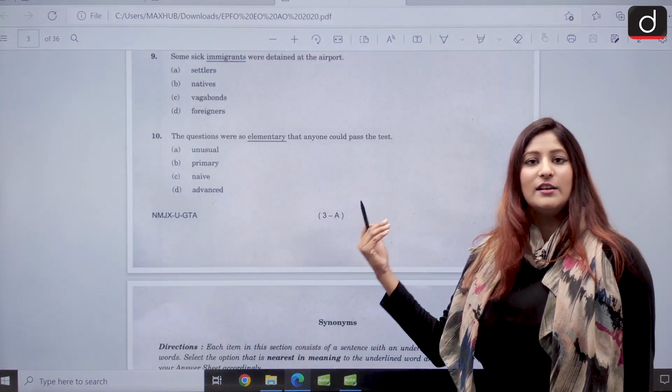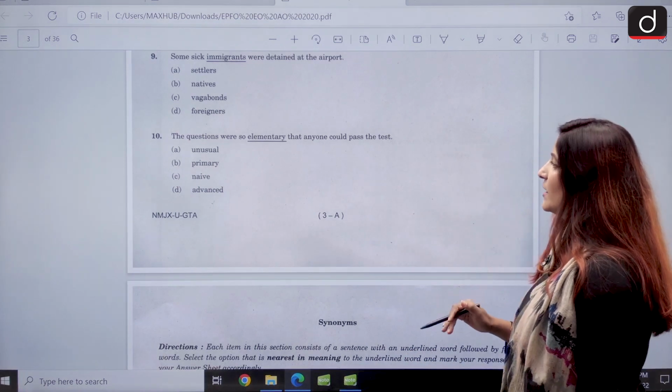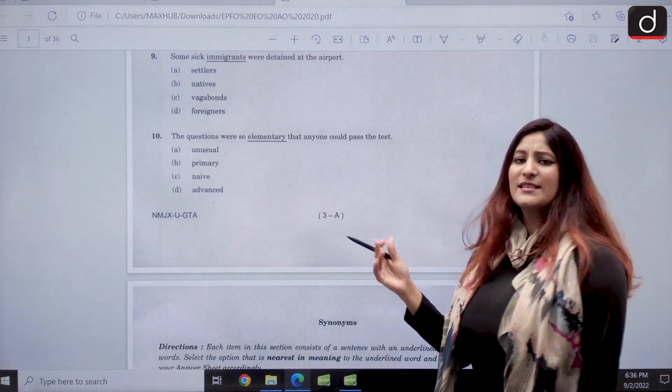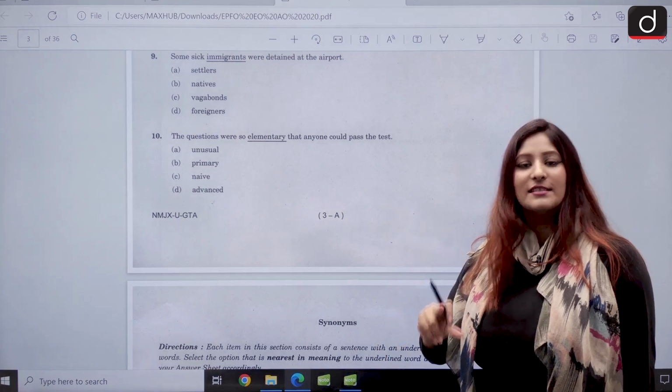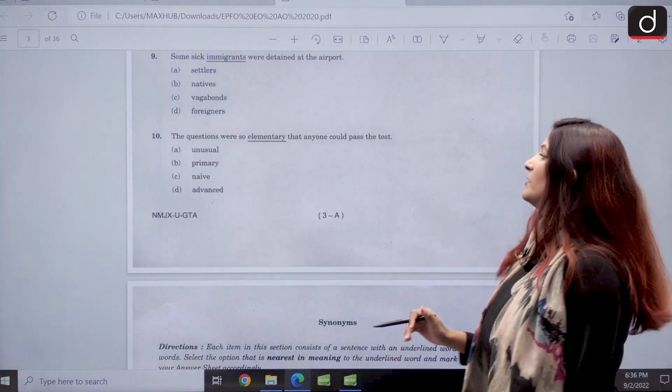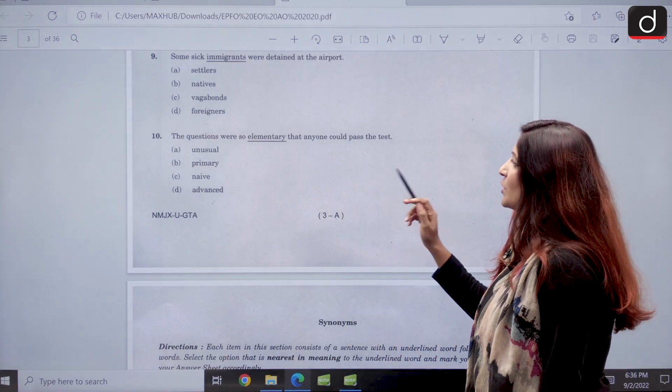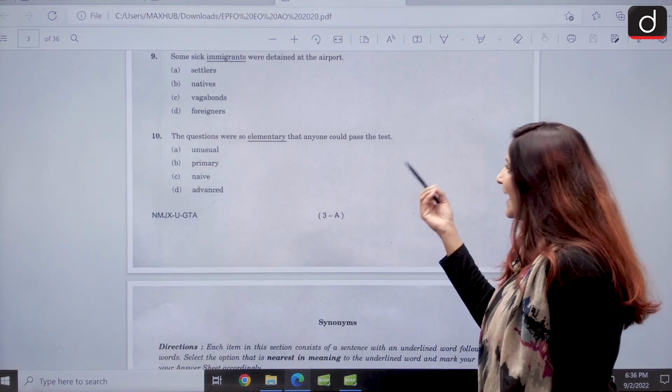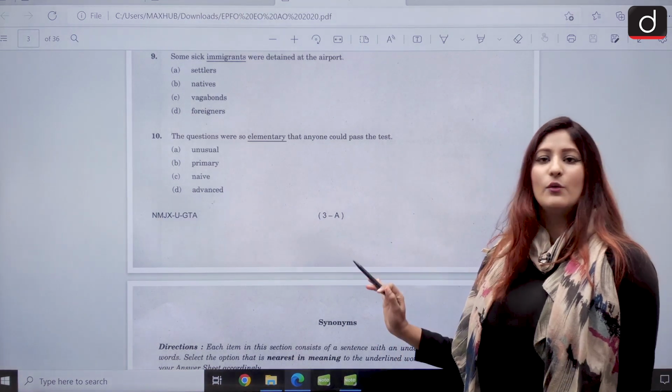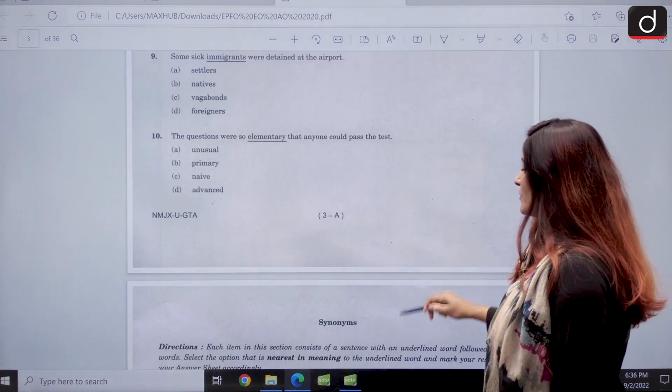Before that, it was held in 2016. So 2016 is also there, but let's discuss 2020. 2016 is the same thing, I mean, it's the same pattern. You can look at the pattern when you download the question paper. "Questions were so elementary that anyone could pass the test." I hope this is for you. So elementary, we have to choose the antonym.